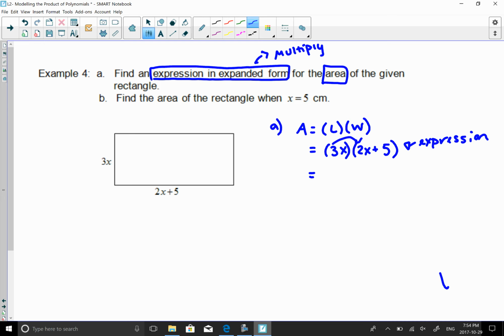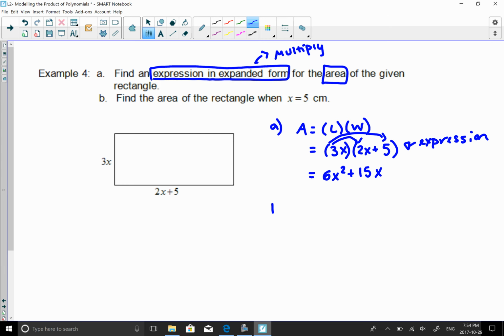I'm going to multiply. So 3x times 2x is distributive property. 3 times 2 is 6. And then add the exponents. There's a 1 there and a 1 there. That becomes 6x squared. Then do 3x times 5. 3 times 5 is 15. And it's x. So that's my A. So let's just make sure I answered it. Find an expression in expanded form. Check. For the area, I did the area of the given rectangle.